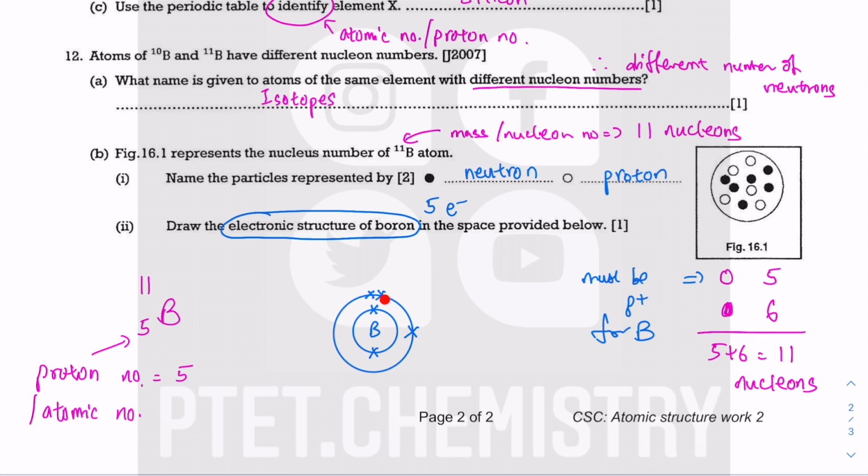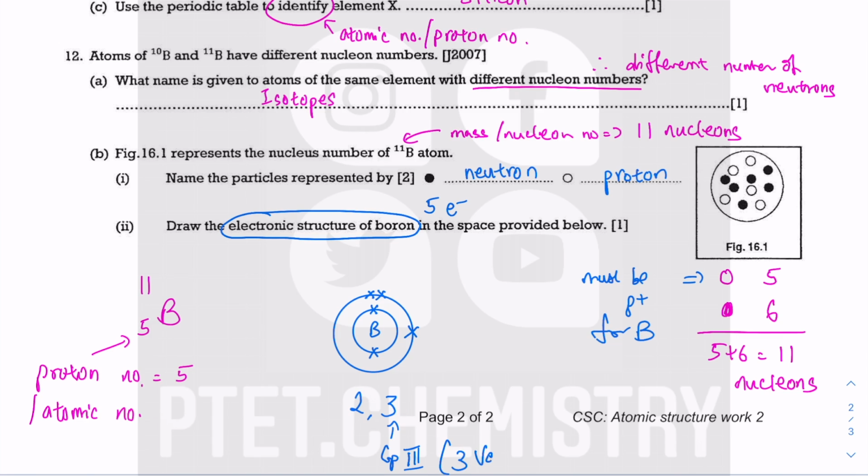Boron is in group 3, but is in period 2. First shell, period 1. Second shell, period 2. Boron is a period 2 element. It's found in the second row of the periodic table. It has got 3 valence electrons. 1, 2, 3, because this is in group 3. Have a look at the Roman numeral. It's in group 3. It's got 3 outermost shell electrons. It's got 3 valence electrons.